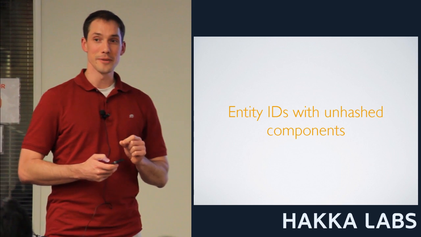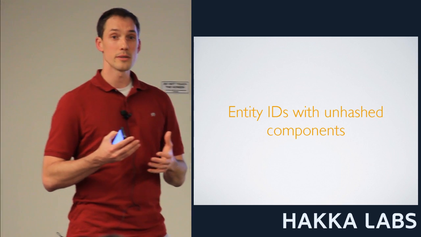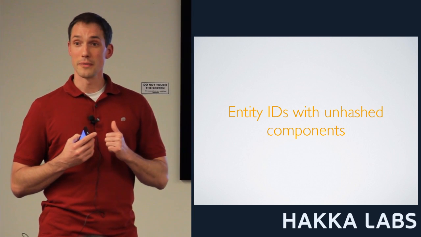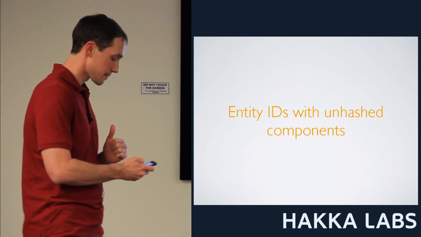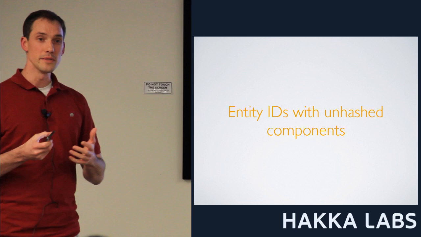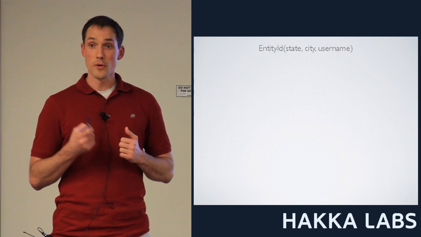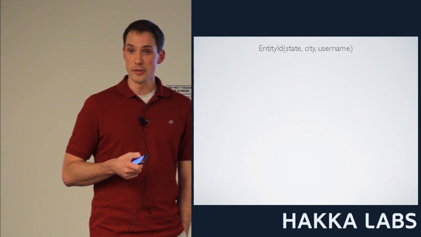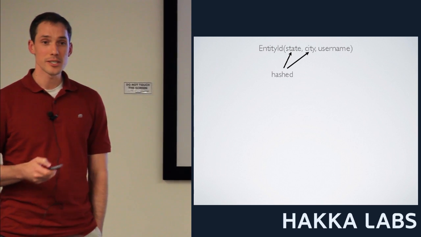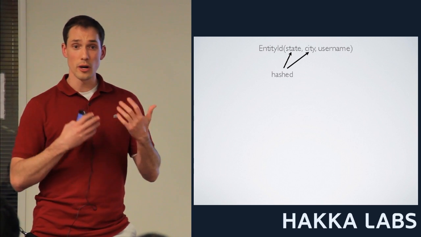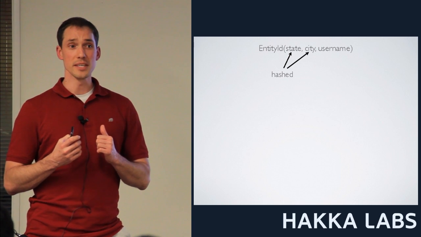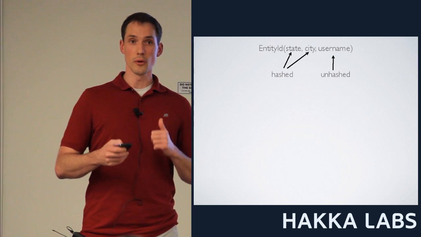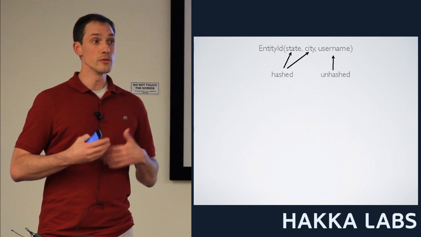Finally, there's an interesting difference in how we translate these entity IDs with hashed and unhashed components in the HBase version of Kiji versus the Cassandra version of Kiji. So let's say that we've defined an entity ID for our application with the state and the city and the name of our users. Maybe we choose to hash the city and state. So we want to distribute our data among all of our replica nodes based on the city and state a user's in. And then we leave the username unhashed so that we want to be able to perform scans over users who are in the same city.